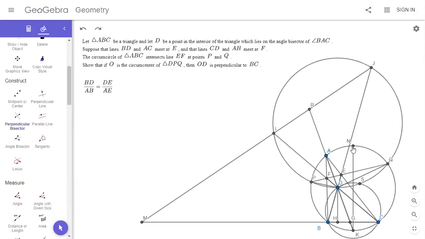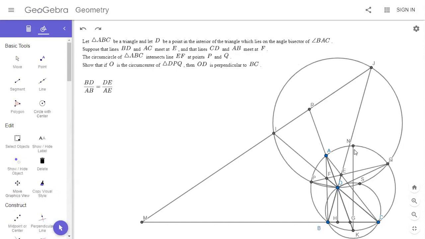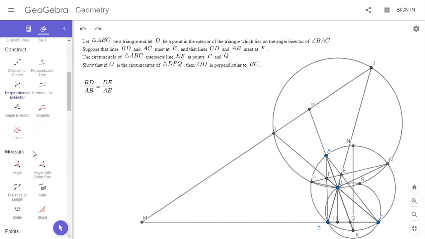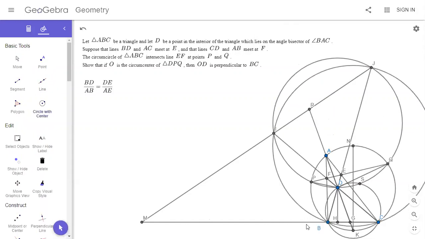I wonder if N is the circumcenter of IJ. Yes. Yes. Sure. Sorry. So N we want to show is the circumcenter. Yes. Okay. This is looking interesting.